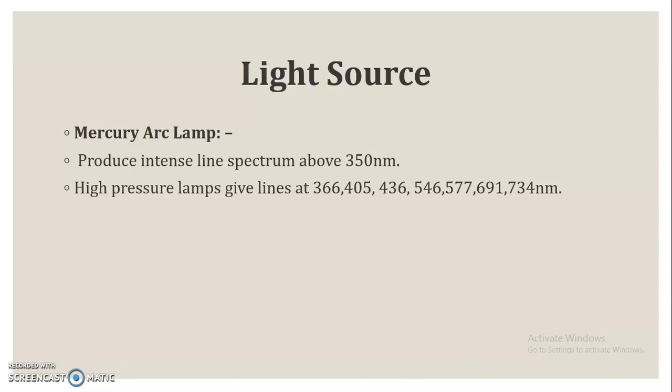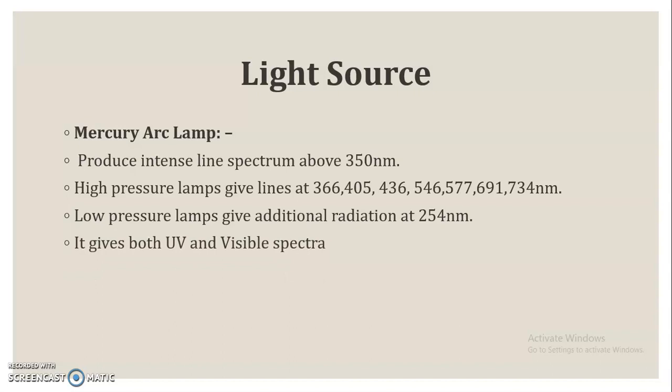Whatever spectrum is obtained by using this mercury lamp, it is in the range of UV radiation as well as visible radiation. A low pressure lamp gives additional radiation at 254 nanometers. We have discussed the mercury arc lamp in UV visible spectroscopy also. A similar type of lamp is used here. It gives both UV as well as visible spectra, and it can be used at high pressure as well as at low pressure.